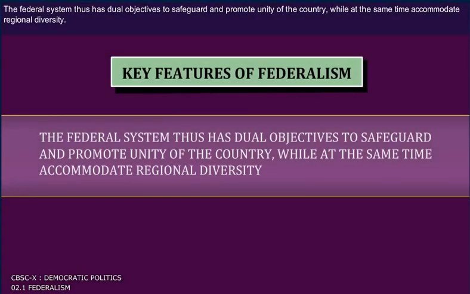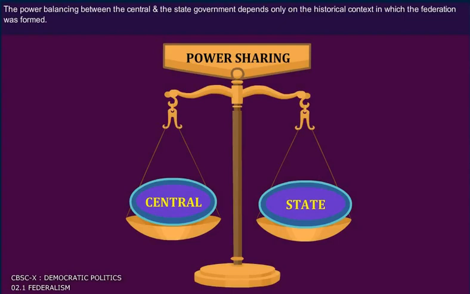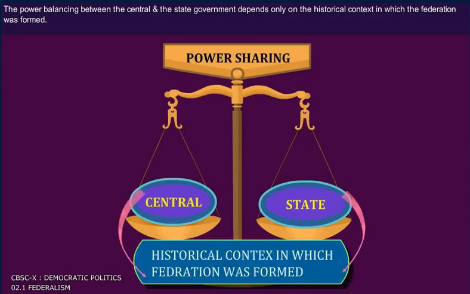The federal system thus has dual objectives: to safeguard and promote the unity of the country, while at the same time accommodating regional diversity. The power balancing between the central and the state government depends on the historical context in which the federation was formed.